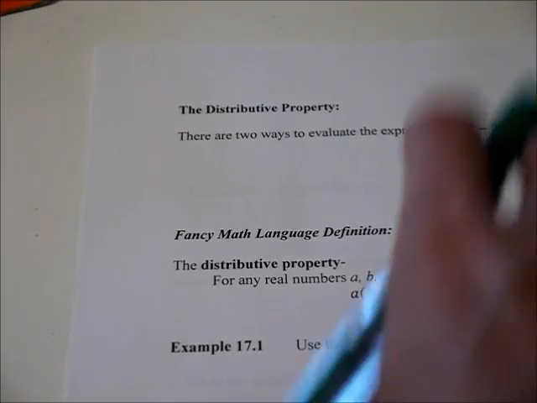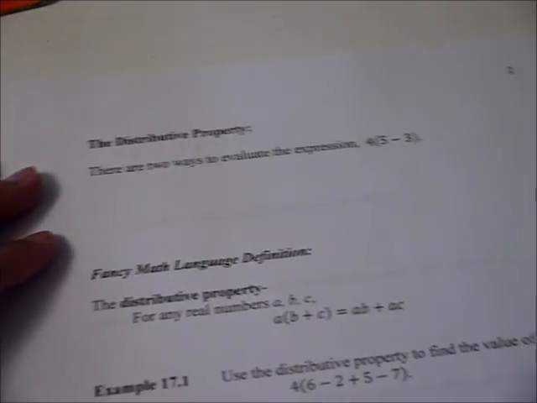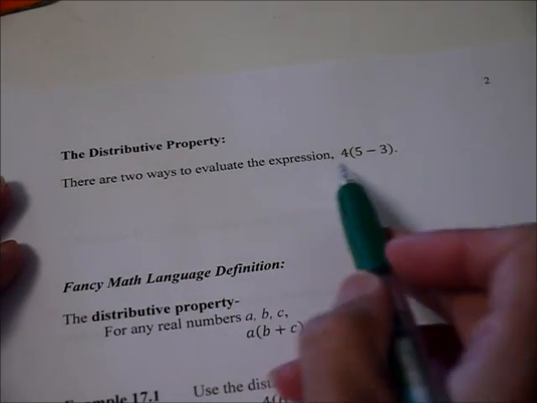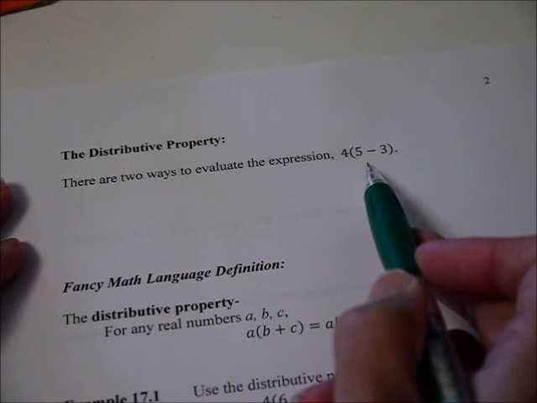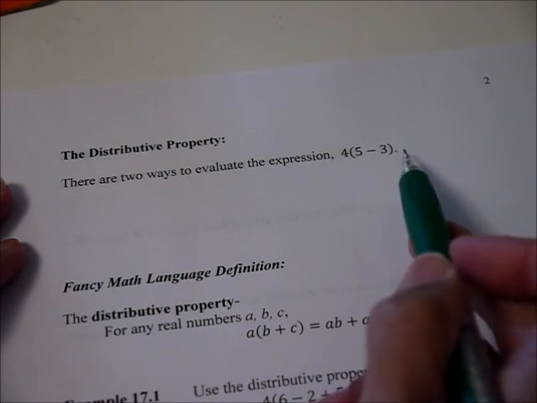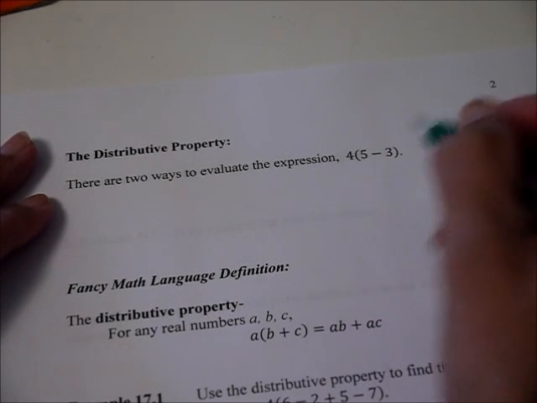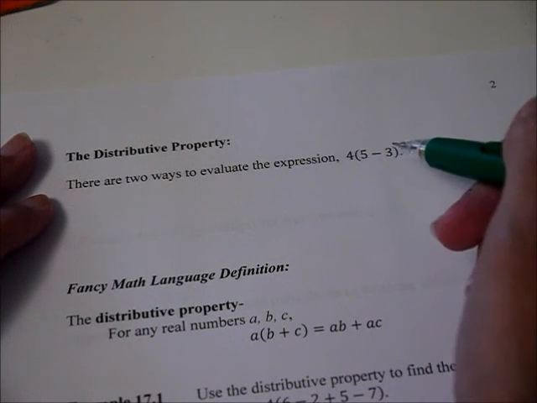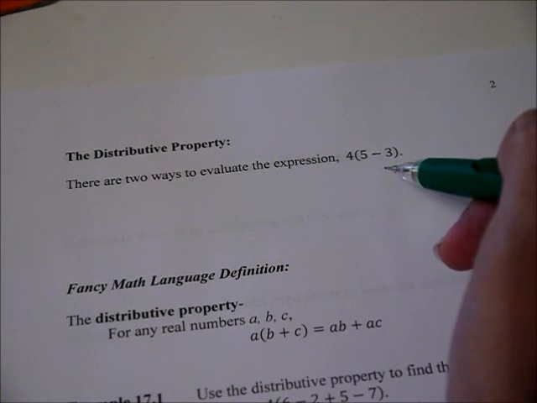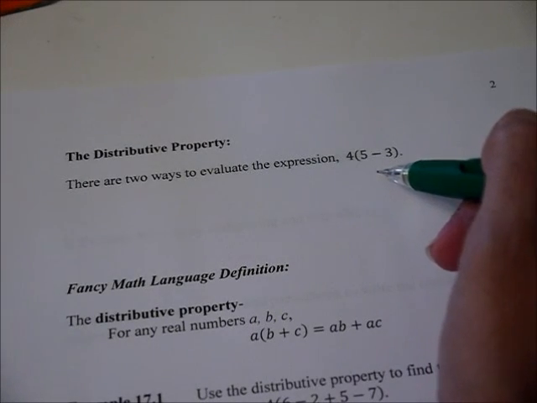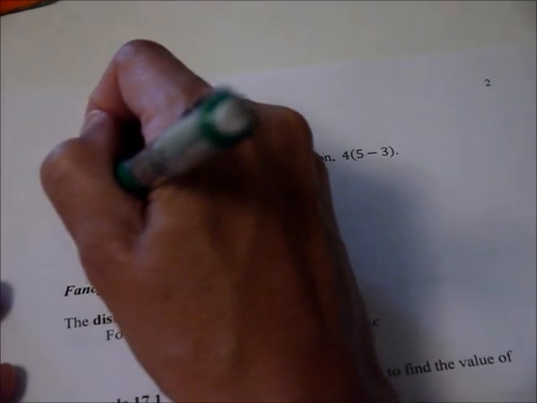Let's now move on and talk about the distributive property. There are 2 ways to evaluate this expression, basically find the answer to it. First, like we're used to, we do what's inside the parentheses first. Let's do it both ways.